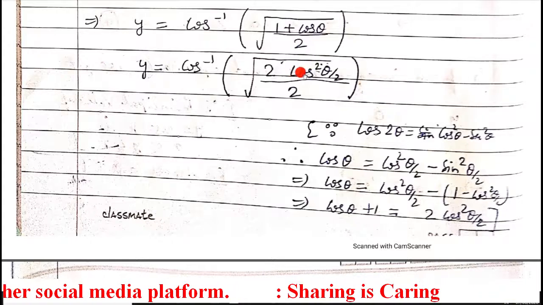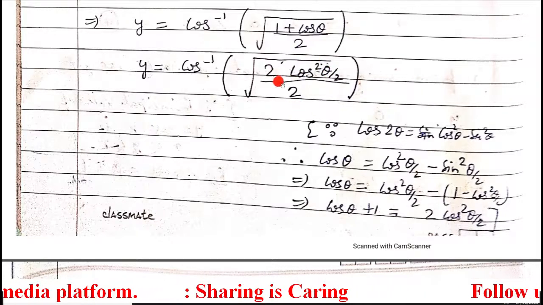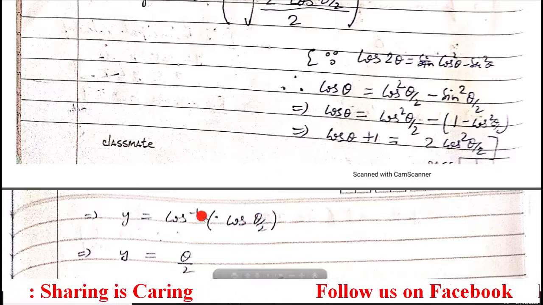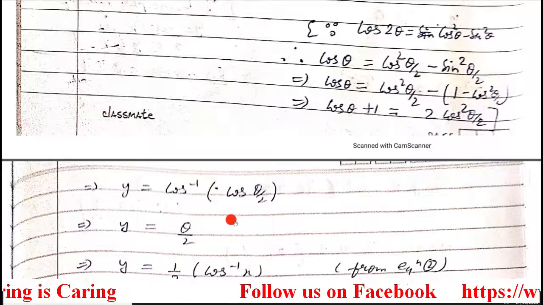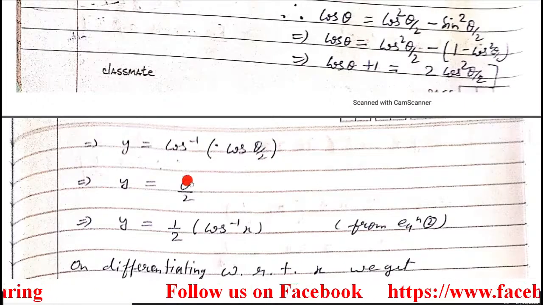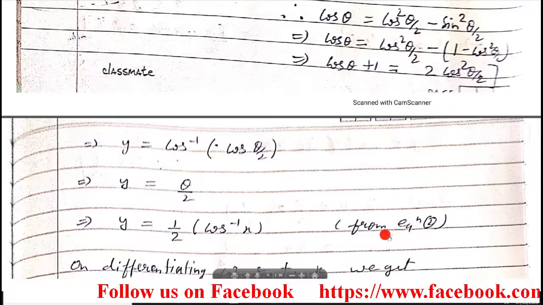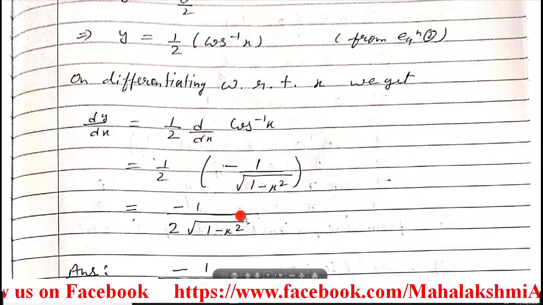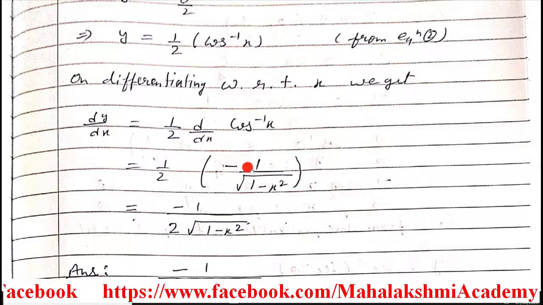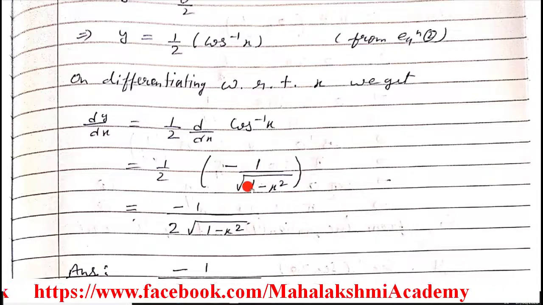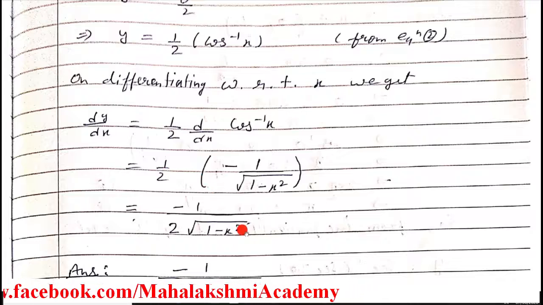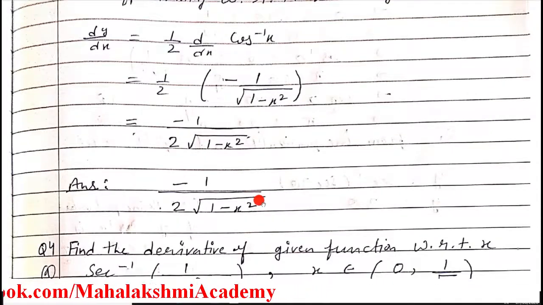So we will obtain only cos theta by 2 here. So in the next step we have only cos theta by 2. Now this cos and cos is removed, so we obtain here theta by 2. And from the second equation, theta's value is cos inverse x. Now differentiate it. When you differentiate, the derivative of cos inverse x is minus 1 upon root 1 minus x square. So multiply them, you will get this. So hence the third question is completed.